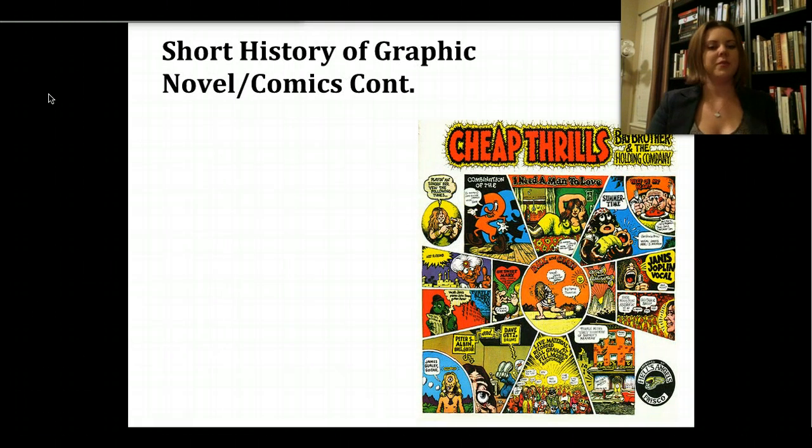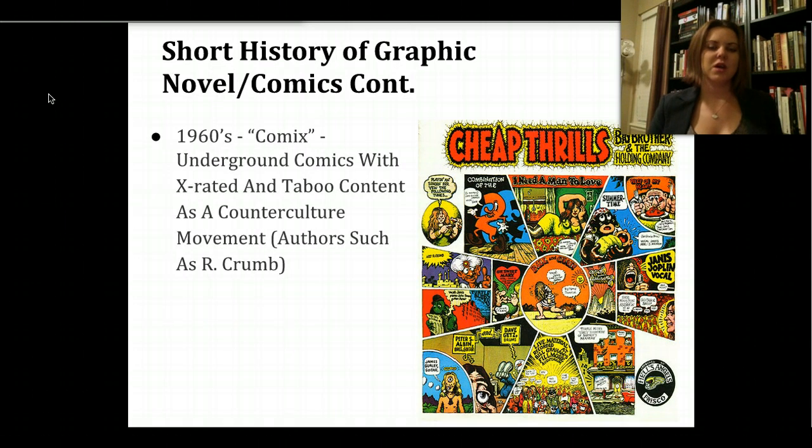All right, so then in the 1960s, we actually see a counter movement to this idea of the comic, and they became termed comix, with an X at the end. This was a movement that associated X-rated content and taboo content into the comic culture. These were underground comics, and they created a counterculture movement. Authors such as R. Crumb really were the most famous and the leaders of these. This is actually a page from one of Crumb's pieces.